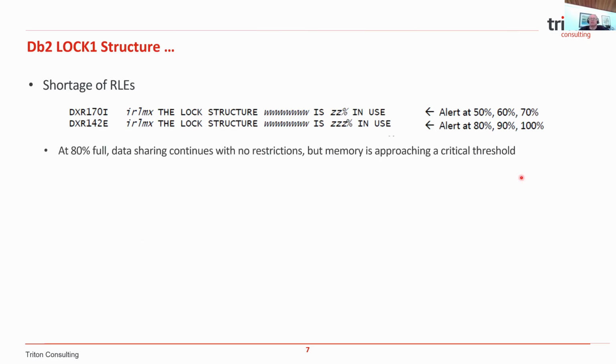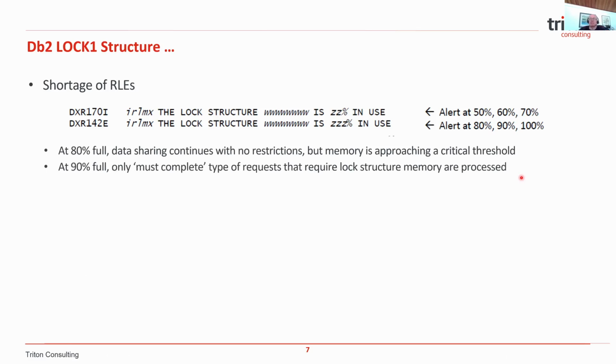But once you start getting to 80% and beyond, you start getting the DXR142E message. Now, these you need to monitor for. Once you get the 80% full message coming out, there are no restrictions on data sharing function and performance. It's just simply telling you that the memory is on its way to reaching the critical threshold.